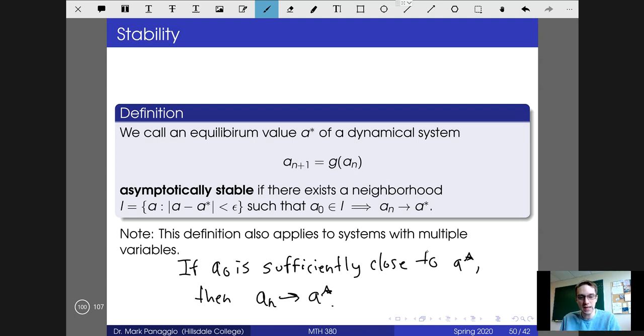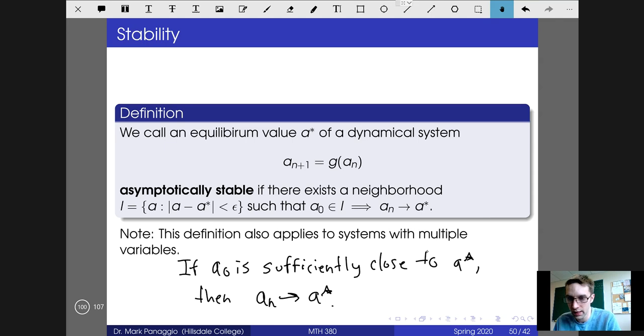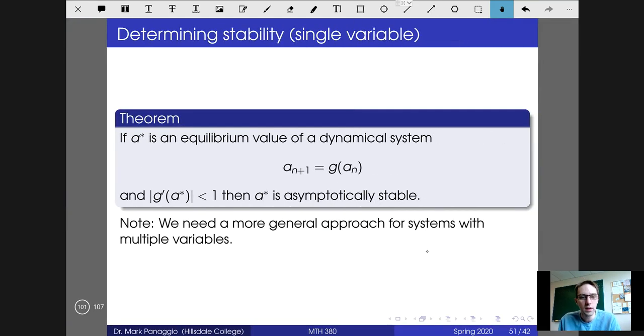All right, so if it's stable, then as long as we start pretty close to a fixed point, we're going to end up approaching it in the long run. Now, this is a very technical definition. It doesn't give us a lot of information about how we actually check to see if something is stable. In fact, trying to apply this definition directly can be a bit of a challenge. But we'll learn a theorem in just a moment that can help us do this more easily. All right, so here's the theorem.